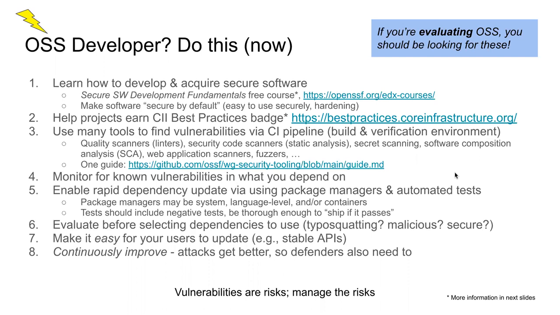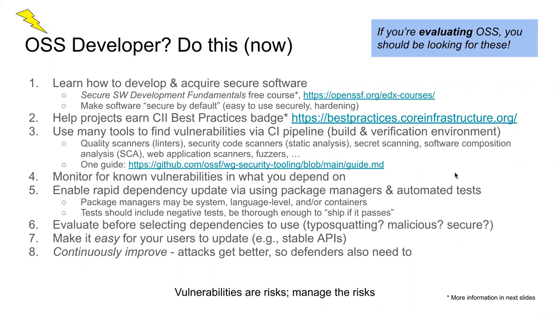There are a lot of different kinds of tools available. I've listed some common ones here: quality scanners, AKA linters, security code scanners, secret scanning, software composition analysis, web application scanners, and fuzzers. You want to use multiple different kinds of tools, you want to use multiple tools. Tools by themselves aren't enough to make software secure. You still have to know how to make secure software in particular, but they can be an important part of making secure software.